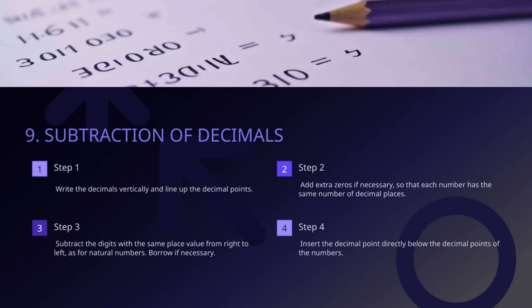The most important part here is to keep the decimal point in mind. When we get to the bottom, we insert the decimal point directly below where the decimal points are in the numbers we're subtracting. By following these steps carefully, we can subtract decimals accurately and confidently. This method helps us stay organized and ensures that our answers are precise.